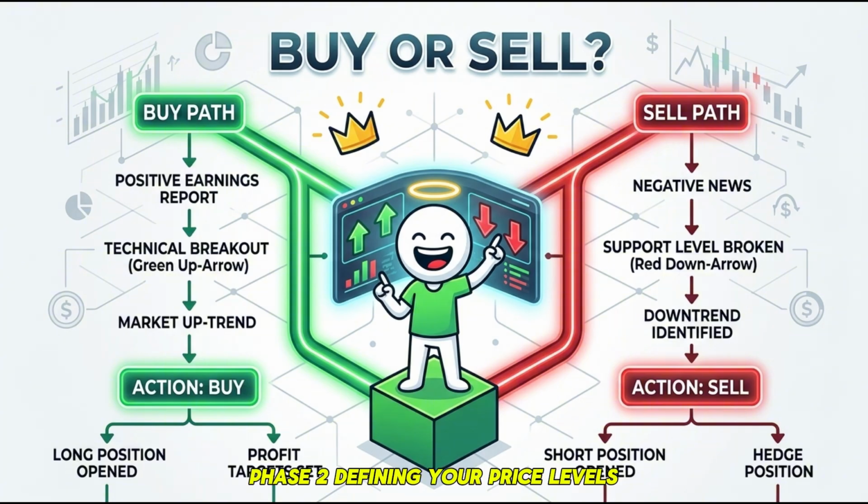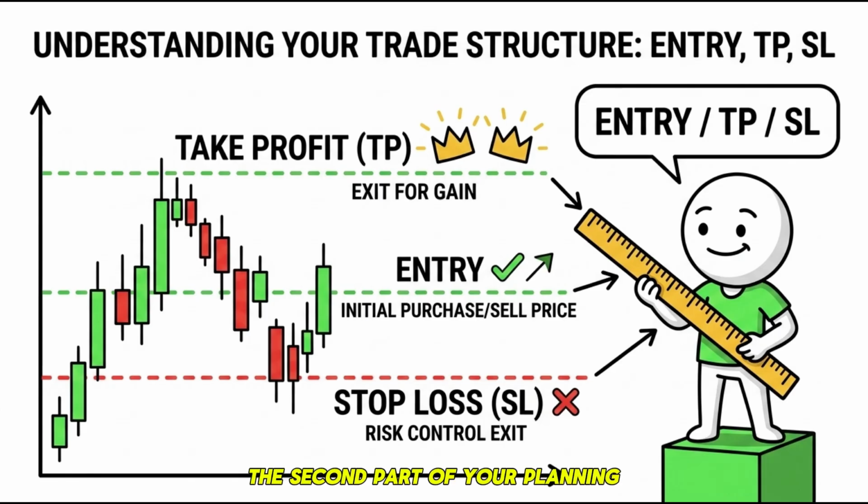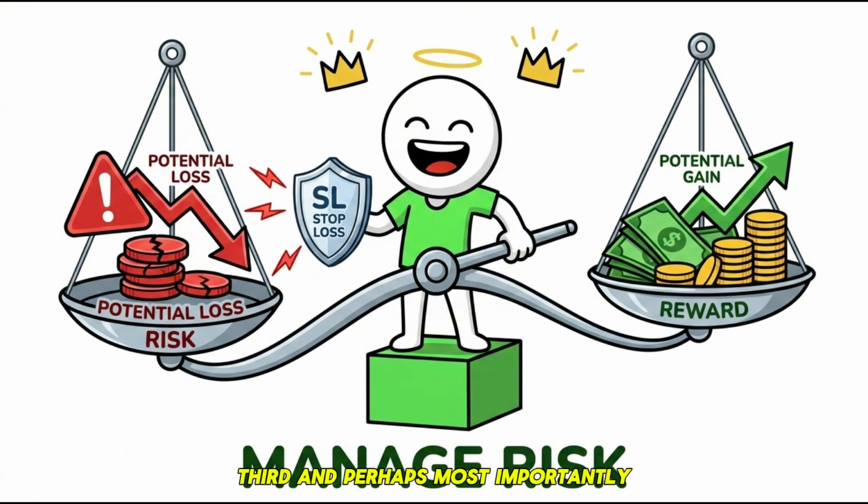Phase 2. Defining your price levels. The second part of your planning involves determining 3 critical price levels for every trade. First, you must identify the specific entry price at which you are willing to open your position. Second, you need to establish the target level where you intend to take your profits. Third, and perhaps most importantly, you must define a level to set your stop losses. It is imperative to have these levels established in advance to effectively manage your risk.